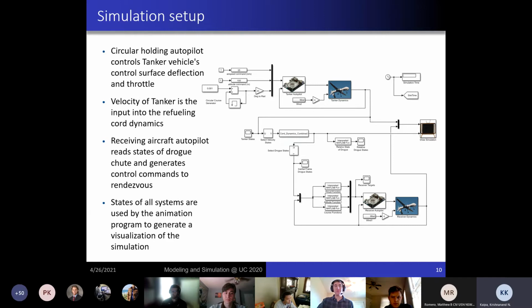Right. So basically, how we're calculating the differences between the states is each object in the simulation knows its states in the body frame. So we convert those to an inertial frame, and then do all of the relative calculations with respect to the inertial frame. So it's all with respect to the origin of the simulation. I see. Thank you.